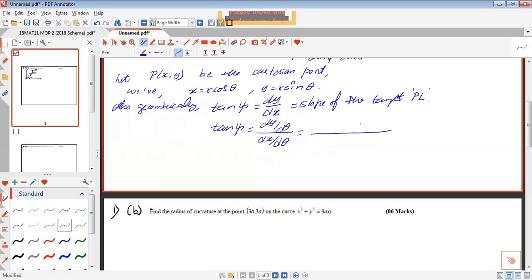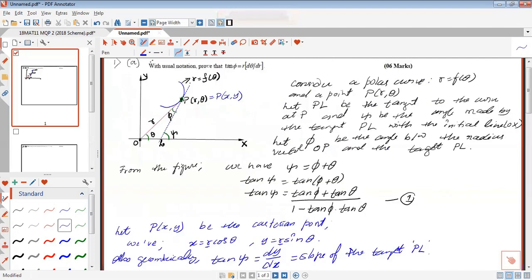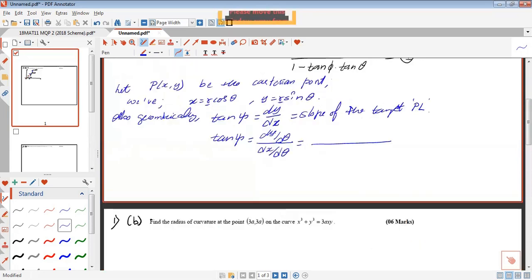Differentiate y with respect to theta, and consider r as a function of theta. We know r is a polar curve, which is a function of theta. So differentiating y with respect to theta, we apply the product rule: r as it is, differentiation of sin theta is cos theta, plus sin theta as it is, differentiation of r is dr by d theta, that is r1.